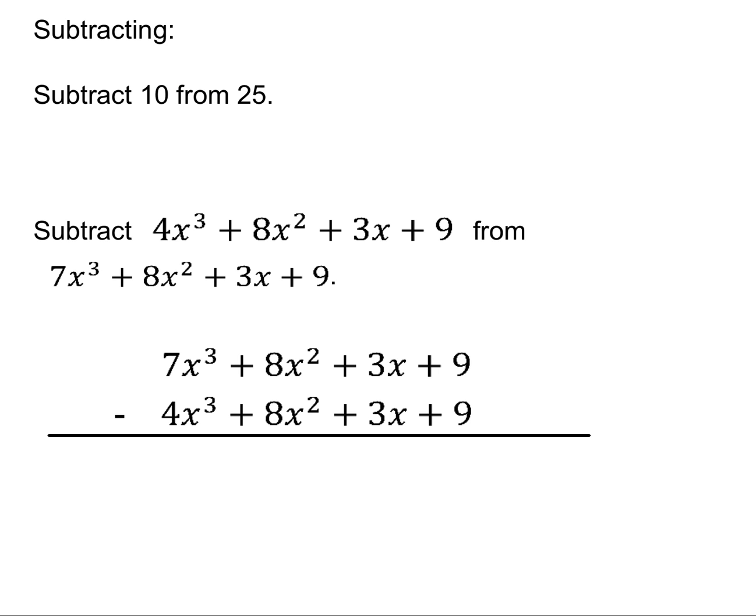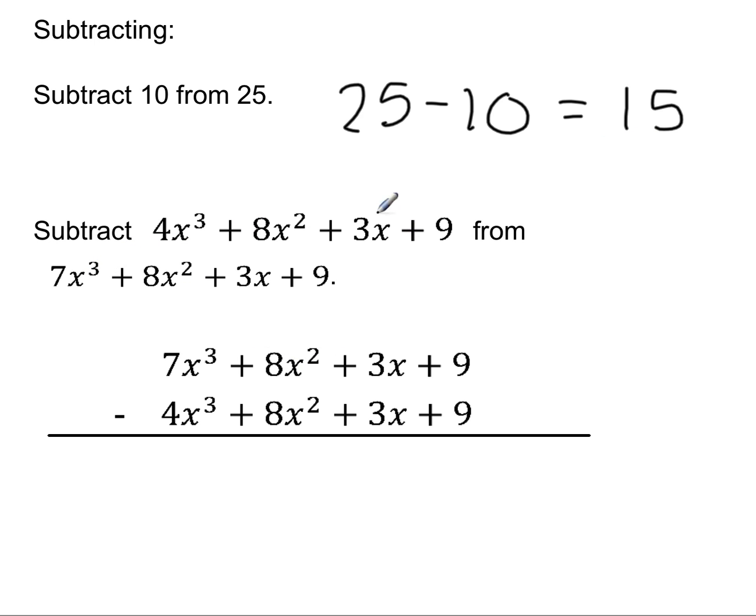Okay. Subtracting. Subtracting is a little bit trickier just because of signs. So the other thing is the wording in this book is a little funny, the way he does it. Subtract 10 from 25. Well, when you read that, people sometimes get mixed up with the order of which these things go in. So subtract 10 from 25. That means I'm starting with 25 and I'm going to subtract 10 from it and I'm going to get 15.